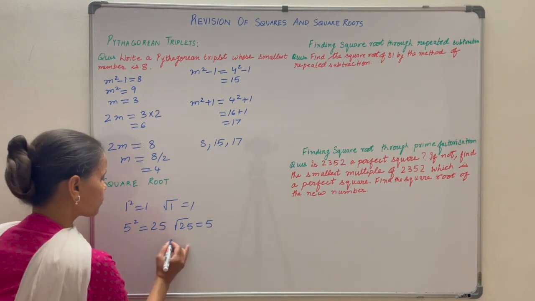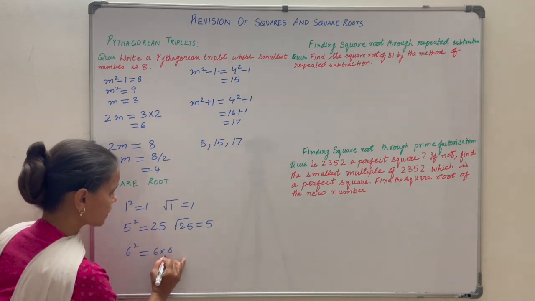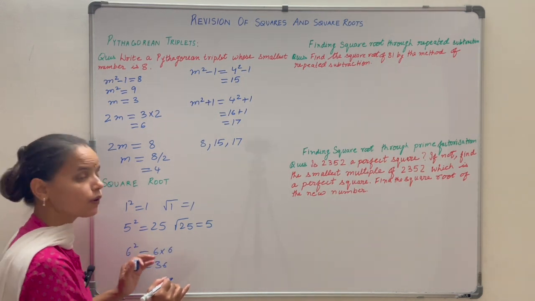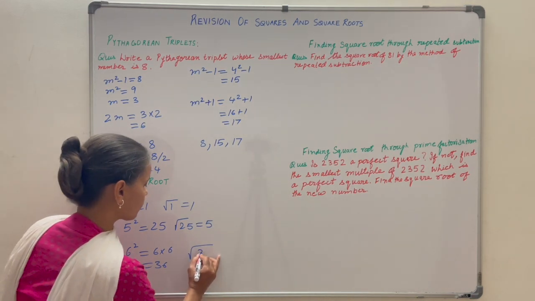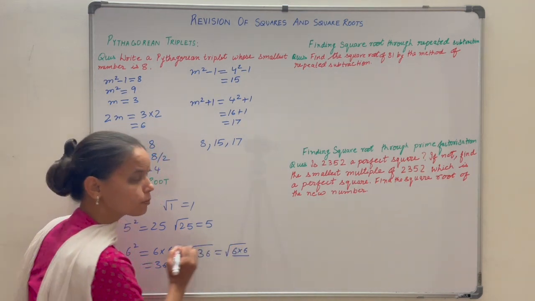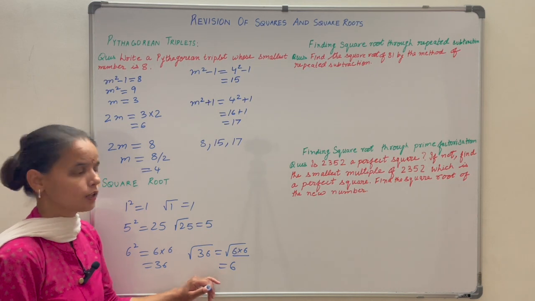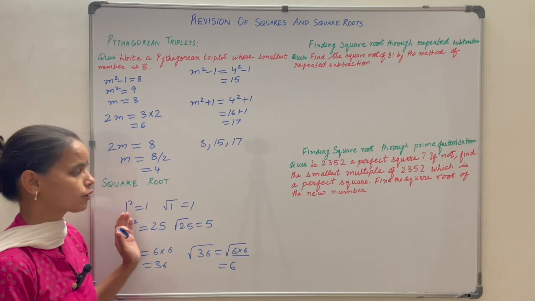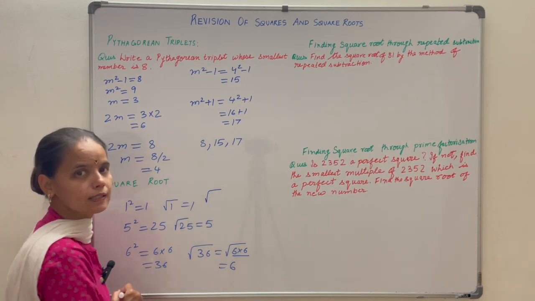Here you are grouping two numbers. So 6 square is 6 into 6, which is 36. Here we are multiplying two numbers. Square root, here square root of 36, you put it inside as 6 into 6. We will group two numbers. So you have square root of 36 as 6. So square root is the inverse operation of finding the square. This is the square root symbol.